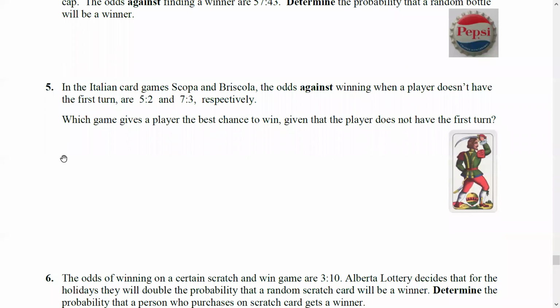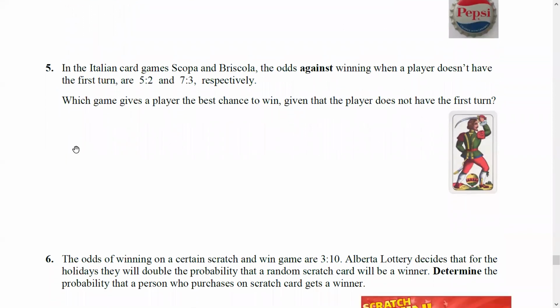Okay, in the Italian card game Scopa and Briscola, okay, so Scopa is like Italian Go Fish. Briscola is like bridge, where you play with partners. And you've actually got these super cool Italian deck of cards. They look very different than ours. The odds against, so there it is again, when a player doesn't have the first term, are 5 to 2 and 7 to 3 respectively. Which game gives the player the best chance to win if they do not have the first term?